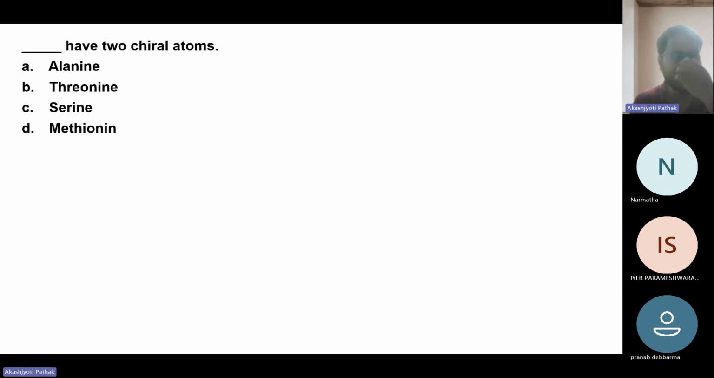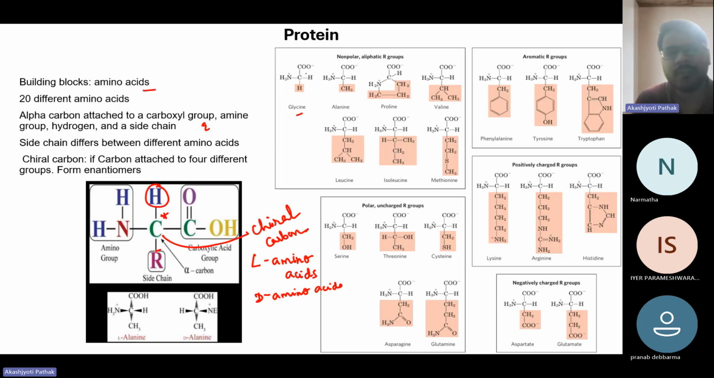Now, which amino acids have two chiral atoms? Out of the 20 amino acids, can you name two amino acids which have two chiral atoms? So what are the two amino acids? All these amino acids that you see over here have only one chiral carbon, right? This one is not chiral. So there is only one chiral carbon. You have to name an amino acid which has two chiral carbons.